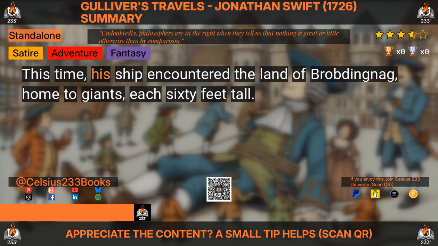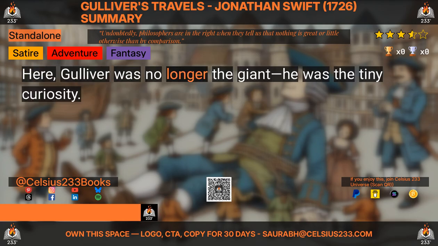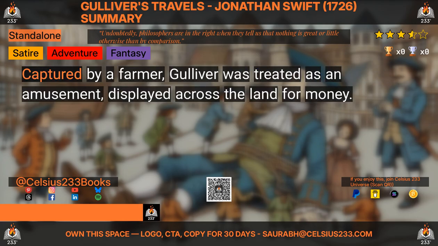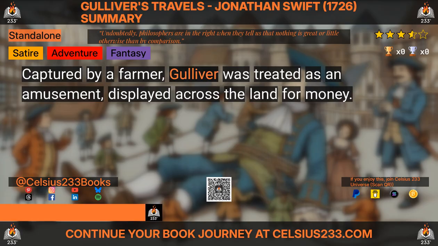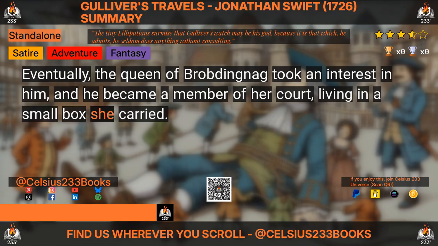This time, his ship encountered the land of Brobdingnag, home to giants, each 60 feet tall. Here, Gulliver was no longer the giant, he was the tiny curiosity. Captured by a farmer, Gulliver was treated as an amusement, displayed across the land for money. Eventually, the Queen of Brobdingnag took an interest in him, and he became a member of her court, living in a small box she carried.